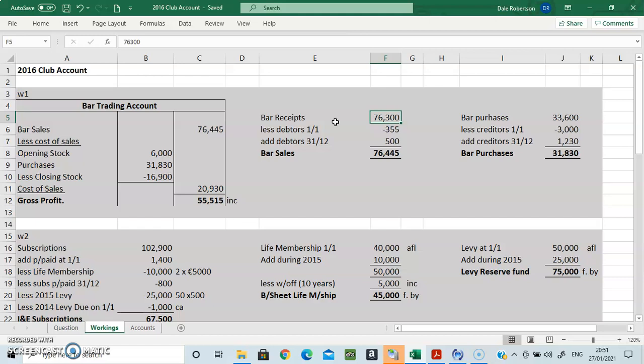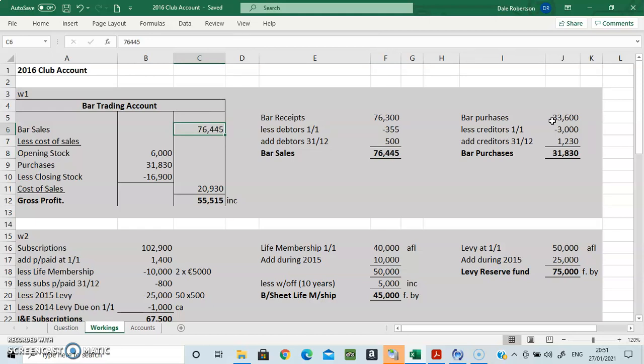However, we need to refine those because we have debtors at the start of the year and we have to subtract that, because if people owed us money on the first day of January, it was for sales last year in 2014. And then we have debtors at the end of the year, which we need to add on, because if somebody owes you money at the end of the year, that was for something which was sold this year. So when you do that, you get your 76,445, and that is the number that goes into your bar sales in your bar trading account.